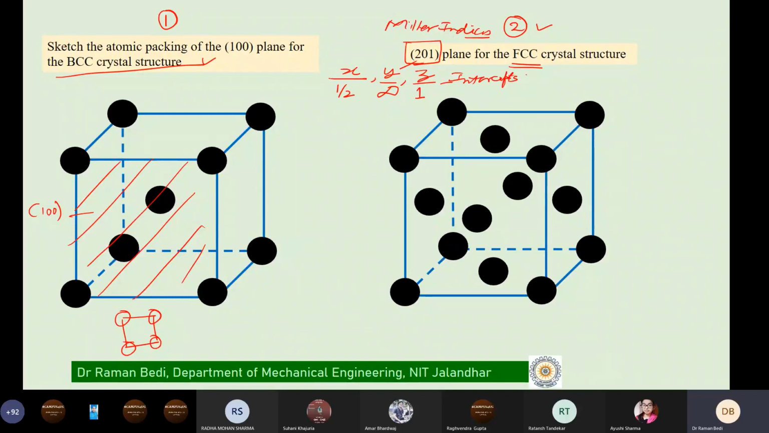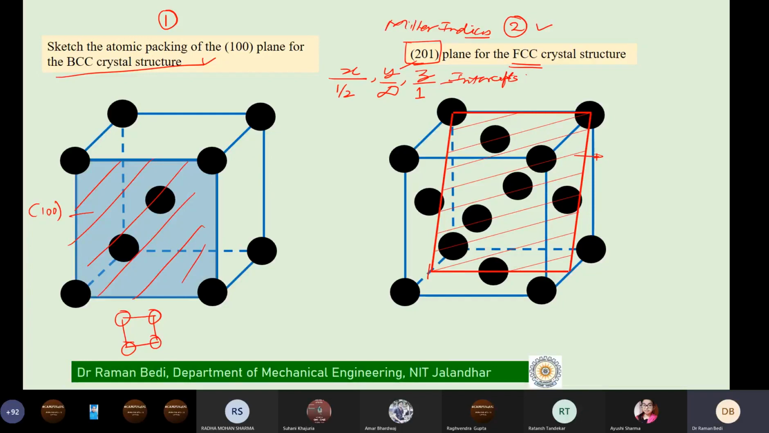The plane that you get here is parallel to the y-axis. It has a half intercept on the x-axis and 1 on the z-axis. So this was your 100 plane that you observe, and this happens to be your 201 plane. If I look at this 201 plane, this is how it will look, and this is an FCC system.